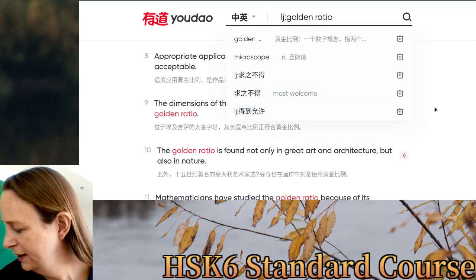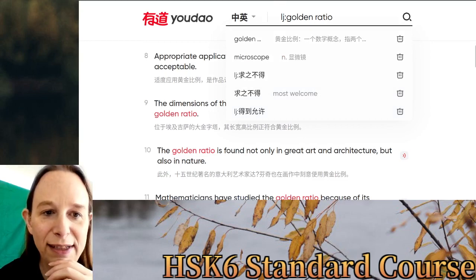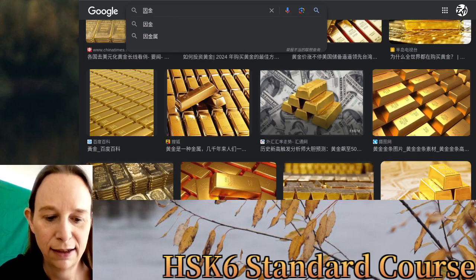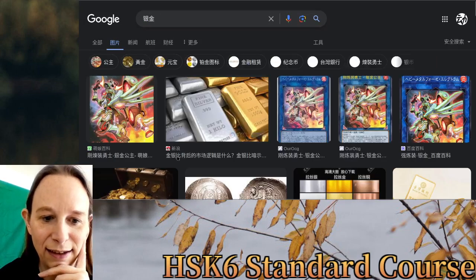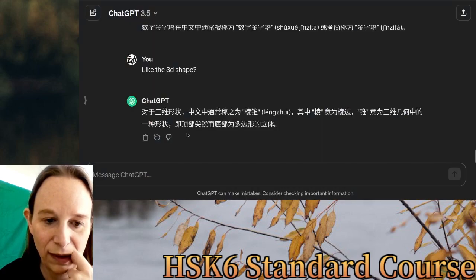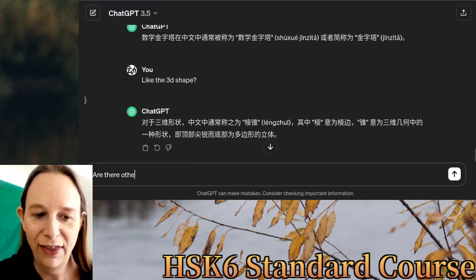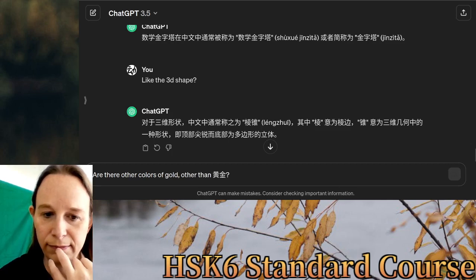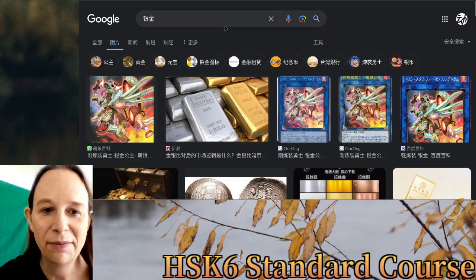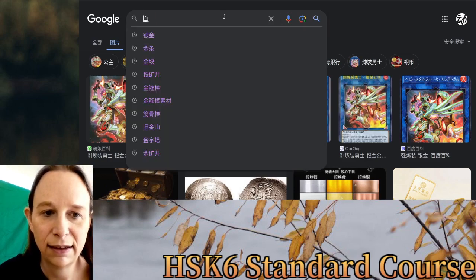What else? What's next? 黄金. Oh, we want to know 黄金. Is there like 银金? Silver gold? Oh, it's just silver and gold. 金银. Are there other colors of gold other than 黄金? 白金? I don't know, let's try. 白金? White gold?